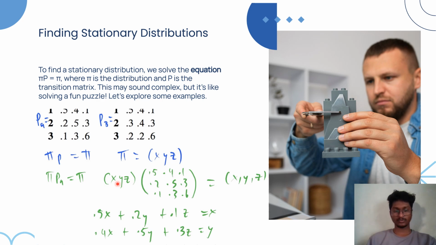The matrix x, y, z is multiplied with the matrix 5, 4, 1, 2, 5, 3, and 1, 3, 6 is equal to x, y, z. Now we multiply these two and equate it to the pi equation. We get the equations 5x plus 2y plus z is equal to x, 4x plus 5y plus 3z is equal to y, and x plus 3y plus 6z is equal to z. Now we should use all these three equations and we have to find the values of x, y, z.